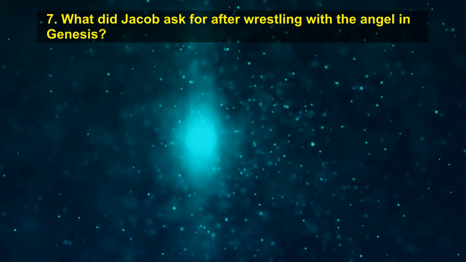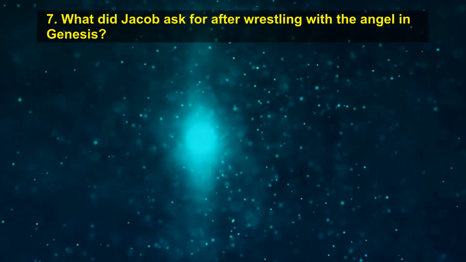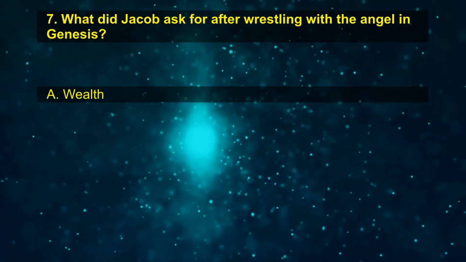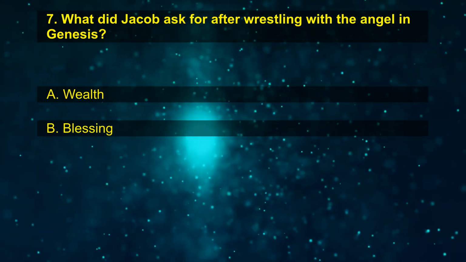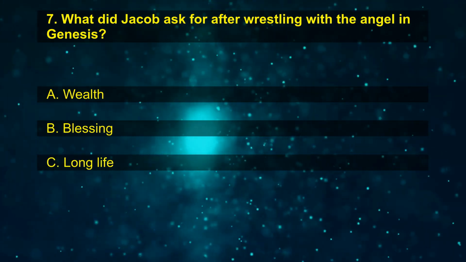7. What did Jacob ask for after wrestling with the angel in Genesis? A. Wealth. B. Blessing. C. Long life. D. Healing.